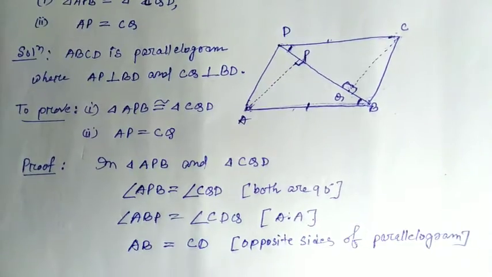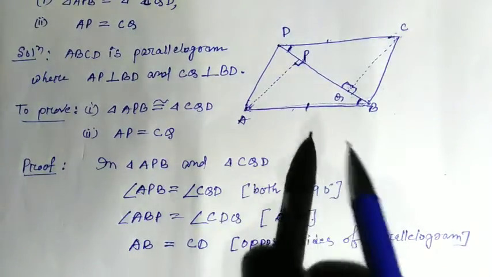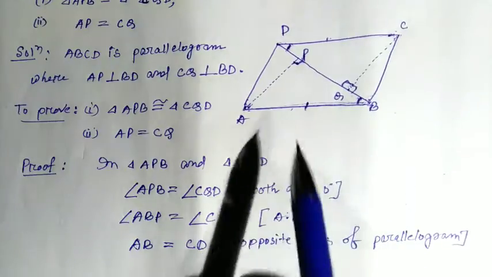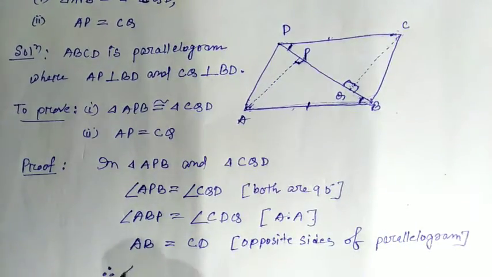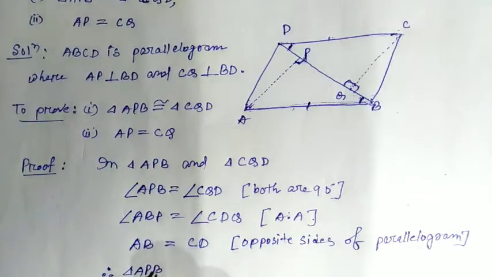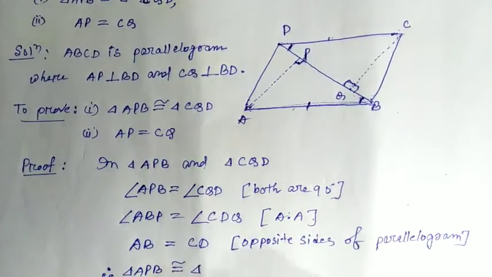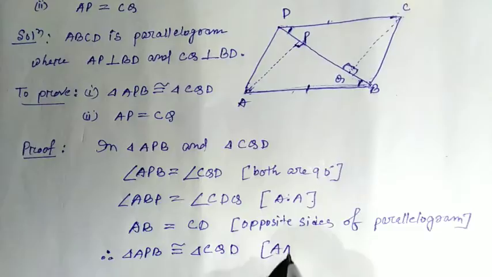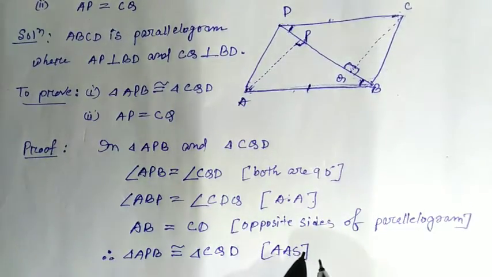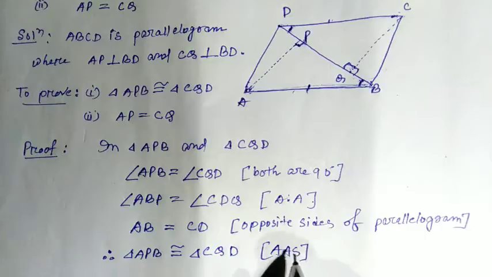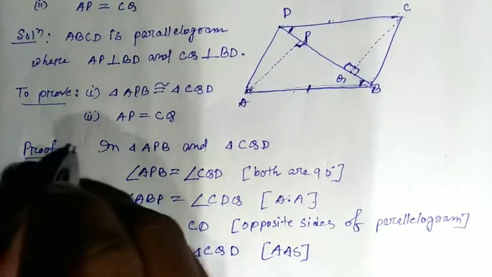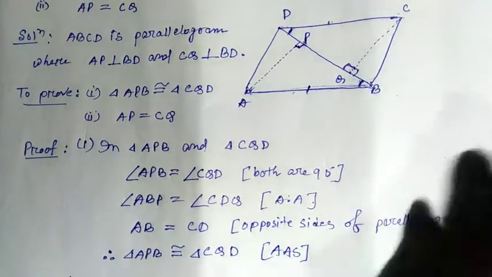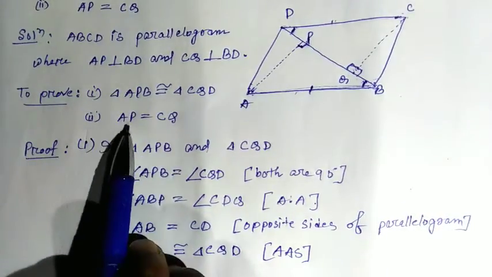So now see, by what criteria will these two triangles become congruent? This angle, and this side. That means angle, side. So we can write, therefore triangle APB is congruent to triangle CQD by the criteria angle, side, or side, angle. Since these two triangles are congruent, the first part is already proved, and second, we need to prove that AP is equal to CQ.